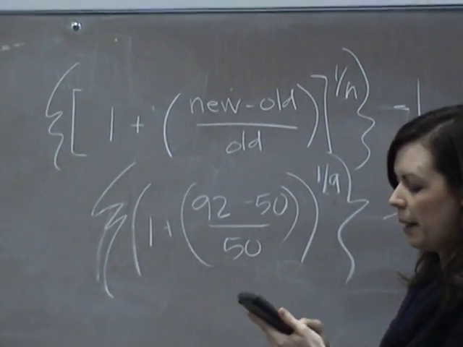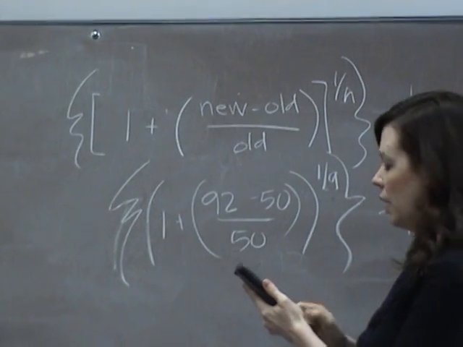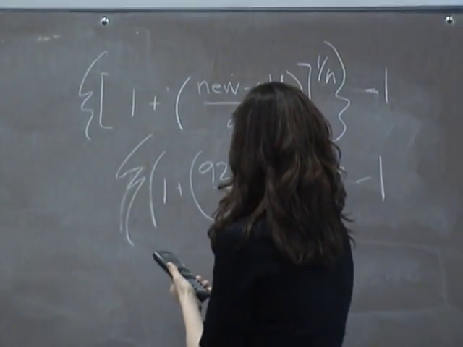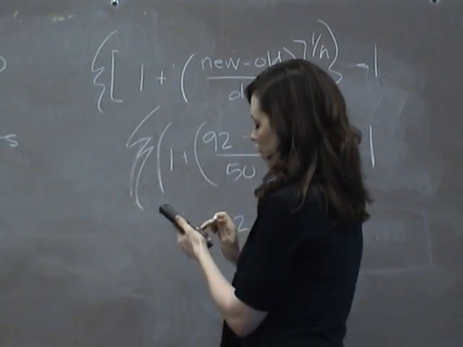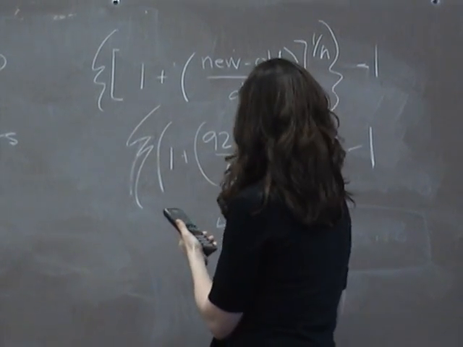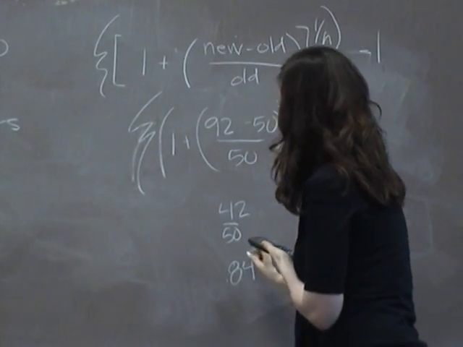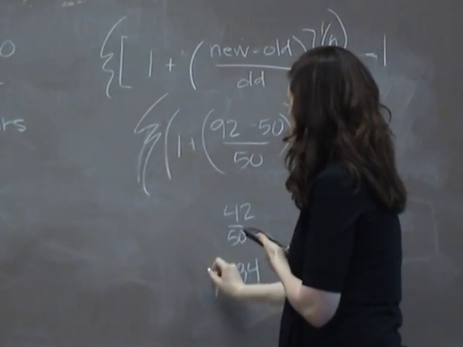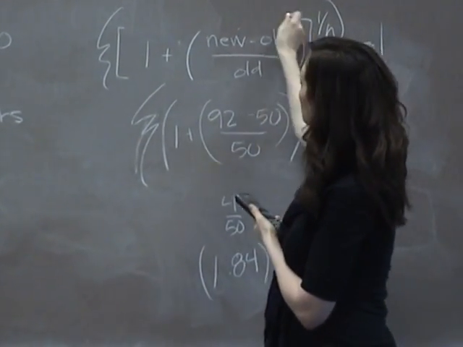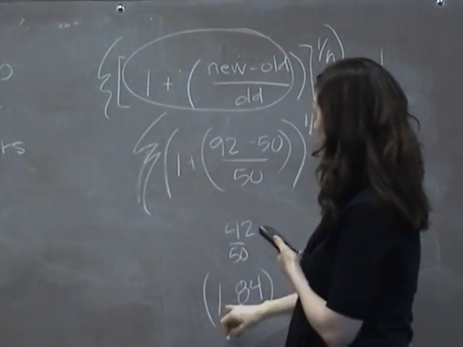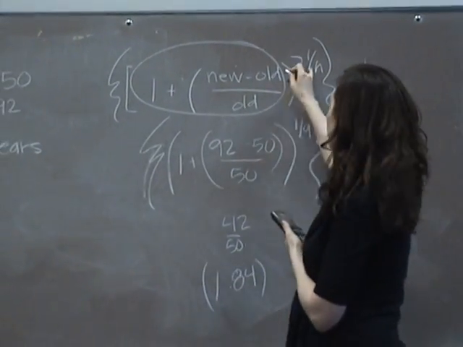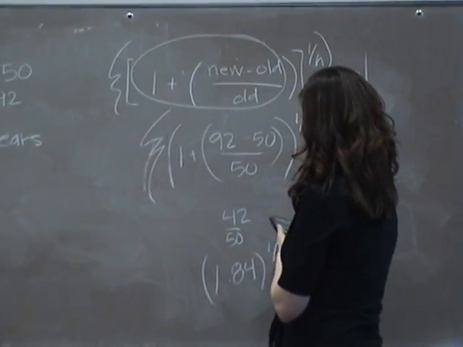So, 92 minus 50 is 42. And then I do 42 divided by 50. And I get 0.84. I need to add that to 1. So, this whole thing I just solved, and it's 1.84. Then I need to raise that to 1 over 9.